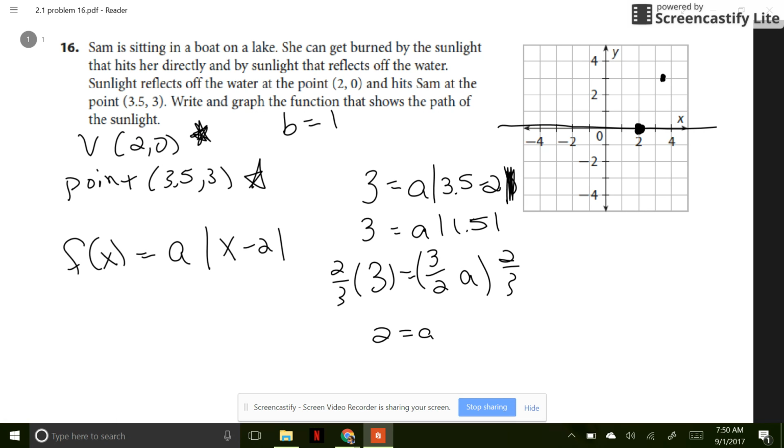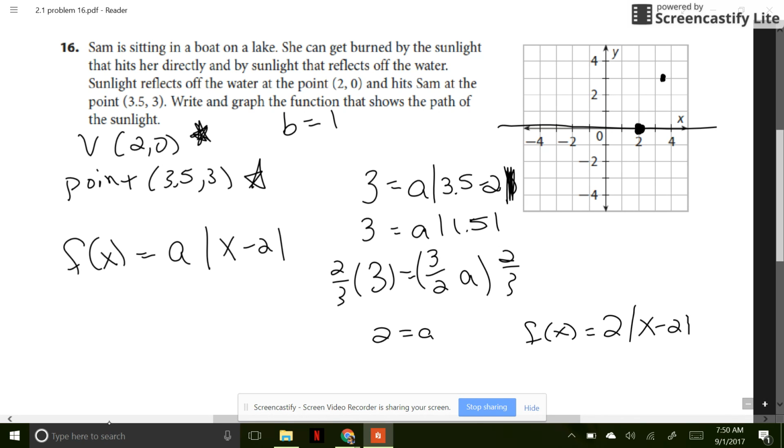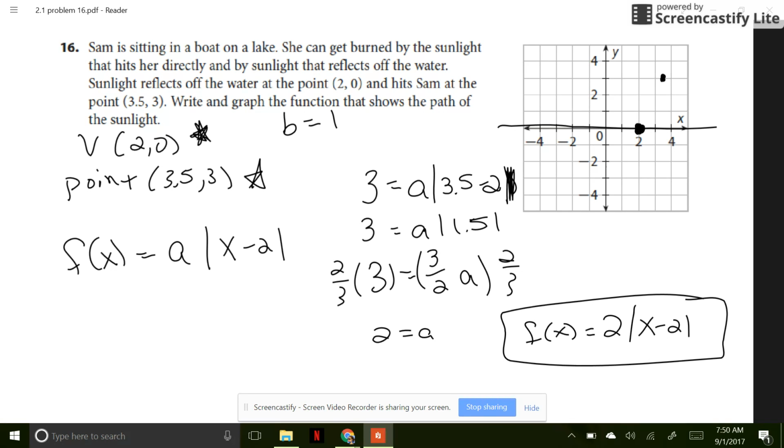And now I can write my function. So my final function, f of x, is equal to 2, that's my vertical dilation, absolute value, x minus 2. So that is my function. Using that, you can go ahead and plug that into your calculator, and you should be able to find another coordinate there to finish off graphing your picture.